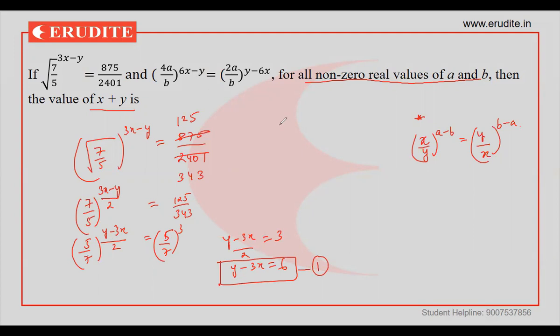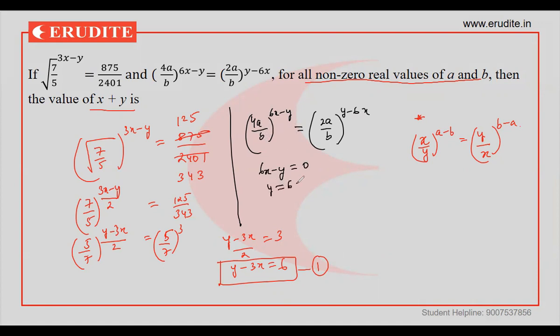Next thing is what guys? It is given that (4a by b) to the power 6x minus y is equal to (2a by b) to the power y minus 6x. As this equation has to be true for any non-zero real values of a and b, right? It is only possible when guys the power is equal to 0. If the power is equal to 0, whatever the values of a and b you are putting, both sides are equal. So from here I am getting that y equals 6x. This is the second equation.